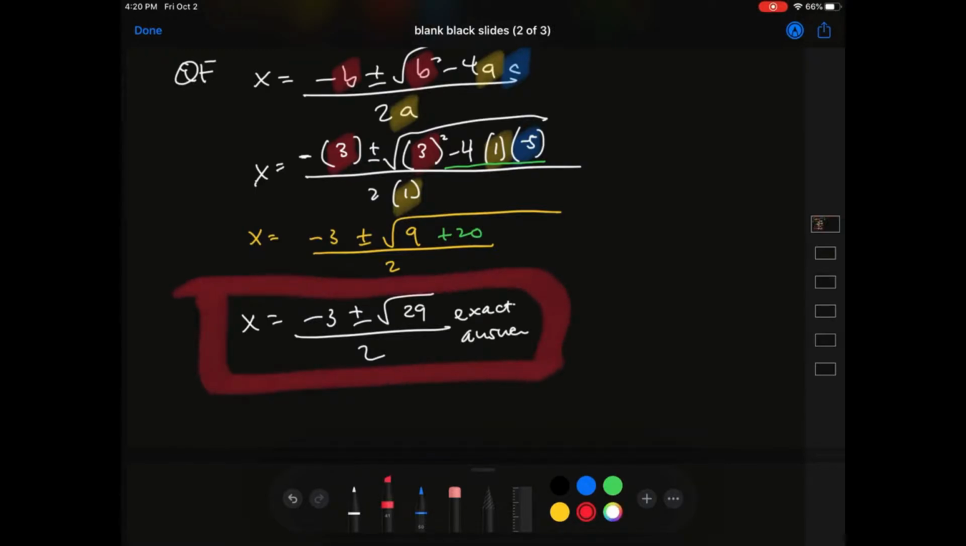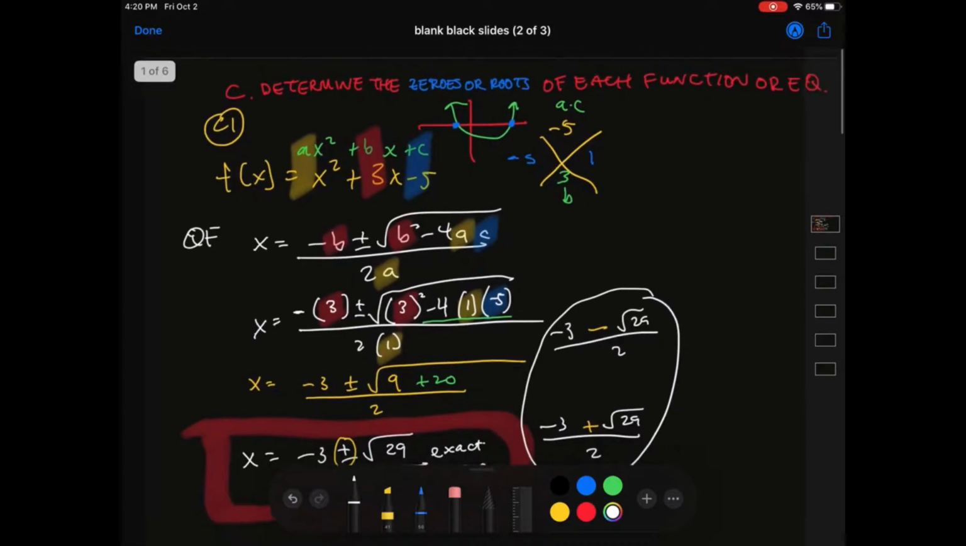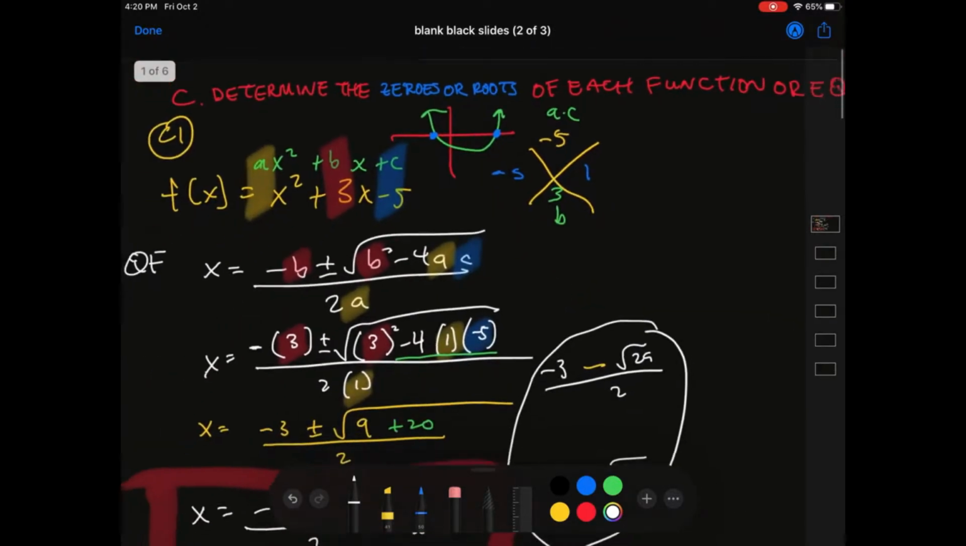Now, I want to explain the plus or minus. The plus or minus just means you have two problems. You have negative 3 plus radical 29 over 2, and negative 3 minus radical 29 over 2. So you really have two solutions here. And remember, that means that the quadratic crosses the x-axis in those two places.